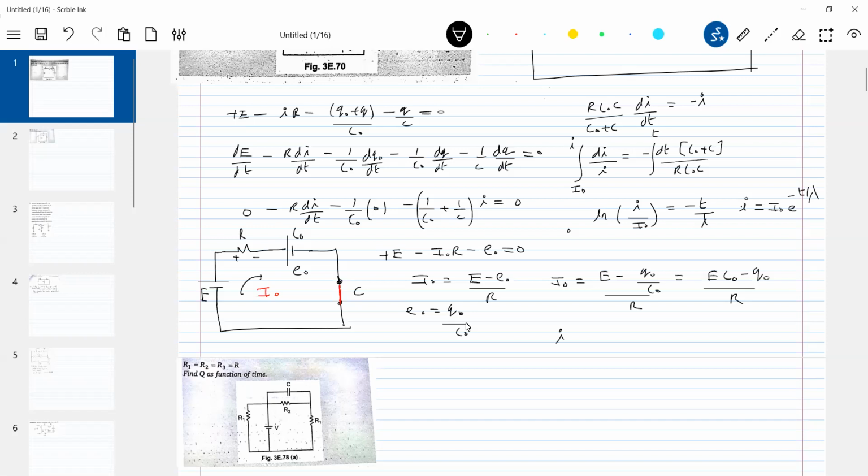So what is the current at any time? E C naught... What is lambda? Lambda is everything, this one. This is the expression for current at any time t. Once you know the current, you can go for the charge.